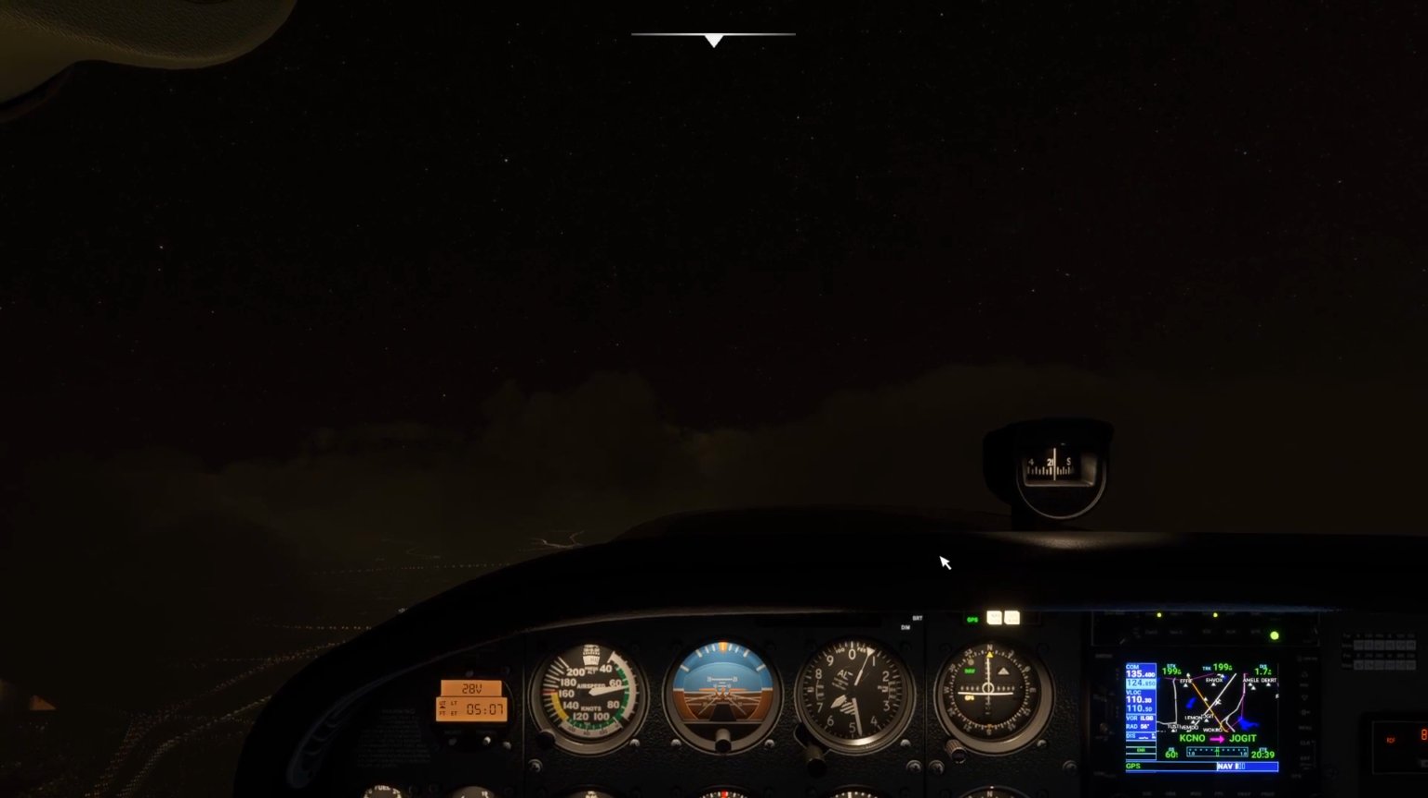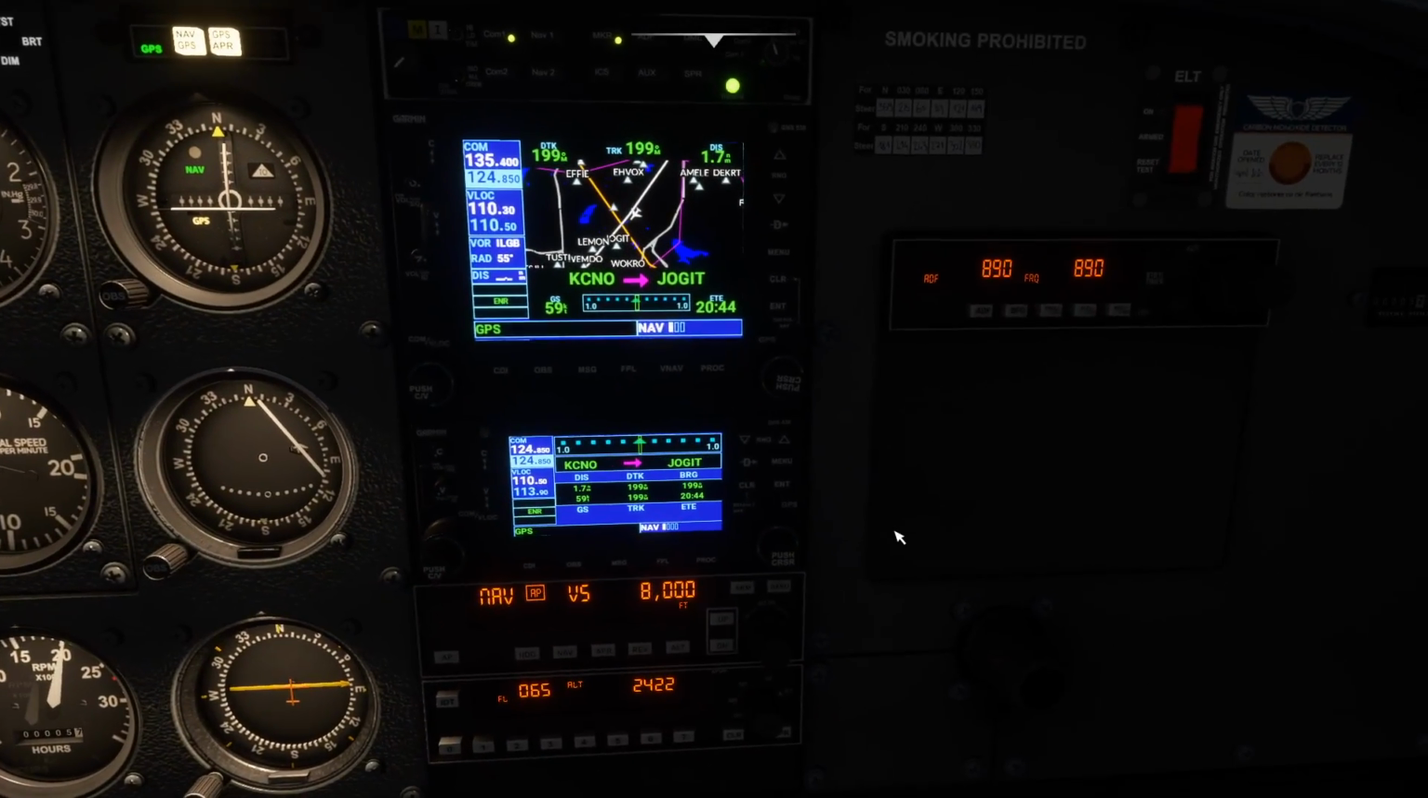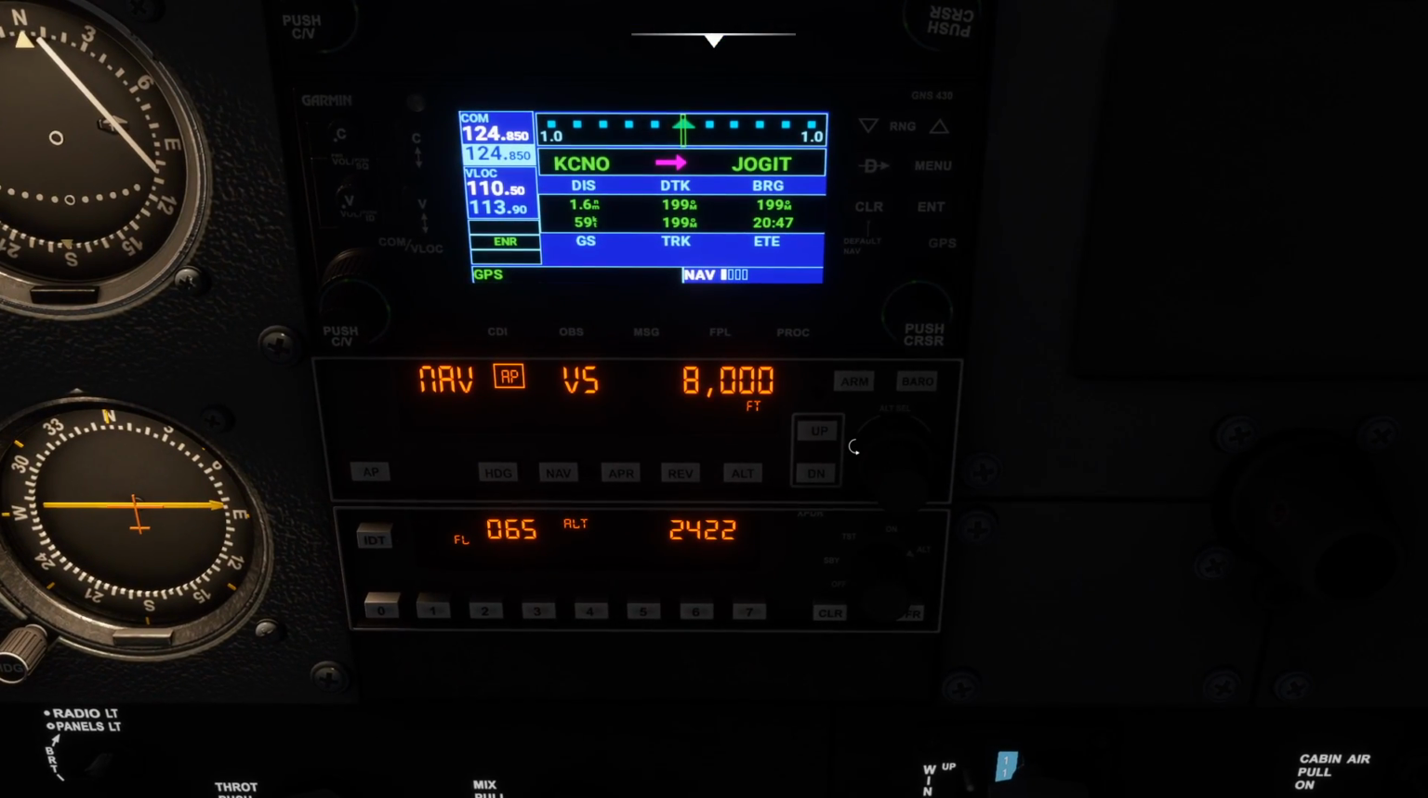Descend and maintain 4,000 feet. Expect ILS runway 30 approach by MIDDS transition, cleared to MIDDS, Cessna Kilo India Papa.